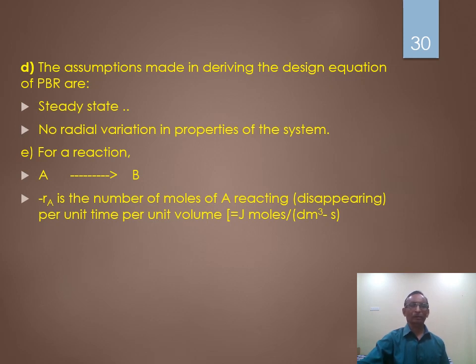Then your last answer is for the reaction A gives B. Minus RA is the number of moles of A reacting or disappearing. The minus sign means disappearing, reacting, or being consumed. A is consumed, and only then is B formed. So that's why the symbol is minus RA. Minus RA stands for disappearing, reacting, per unit time, per unit volume. This is important, per unit volume: moles per dm cube per second.